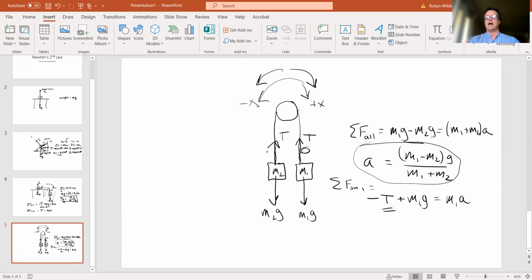After the exam, we'll come back and do more of these. We'll add friction and look at several other situations involving Newton's second law. Again, though, we're always just adding up the forces and setting them equal to mass times acceleration. That's really the main principle here.